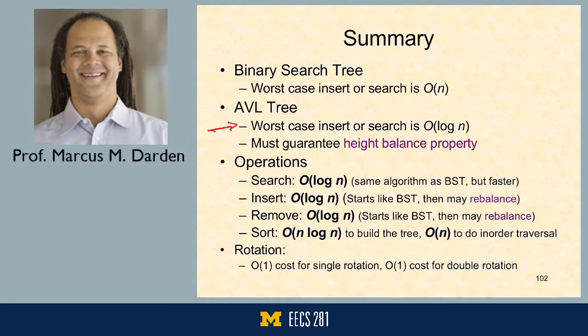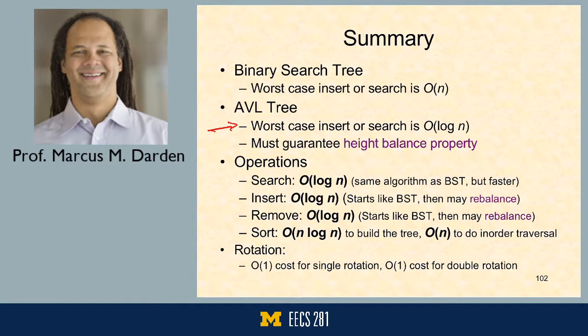If I want to use an AVL tree to do a sort, since I can do all my insertions in O(log n), and there's n of them, n times log n gives me an O(n log n) build of the tree, plus a big O of n linear traversal to do an in-order traversal. So I can use an AVL tree to always guarantee that I've got an O(n log n) sort.